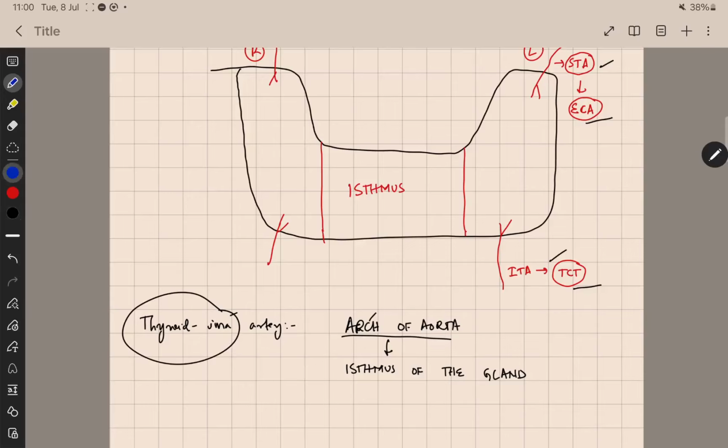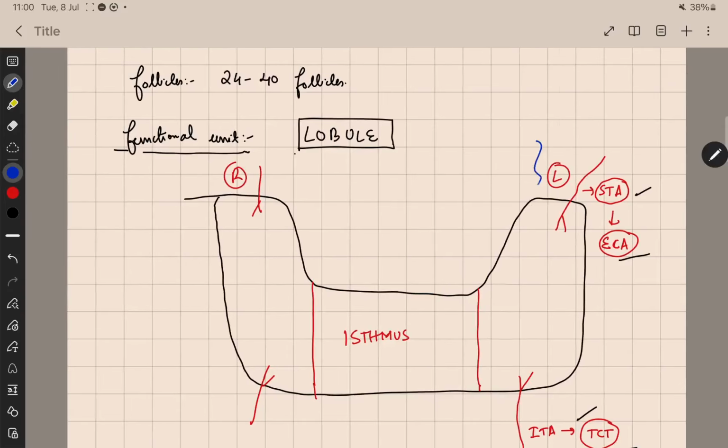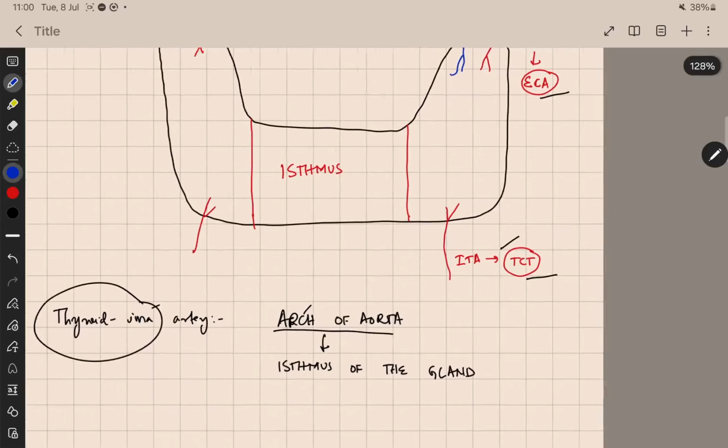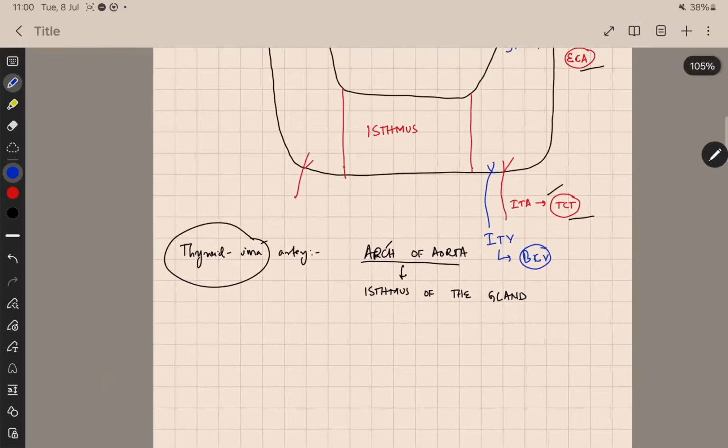Similarly, if you see the venous drainage, the superior pole will be drained by the superior thyroid vein, which further drains into the IJV, that is the internal jugular vein, while the inferior pole of the thyroid is drained by the inferior thyroid vein, which further drains into the brachiocephalic vein. Right.